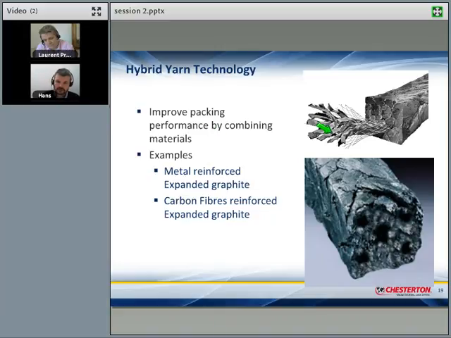So we have, for example, our style 1600, which is particularly used in valves, where we take an expanded graphite yarn and we put an Inconel, which is a metal reinforcement, around it to improve its extrusion properties and to improve its pressure resistance. It's like a net, finally, that you put the fibers inside, and the net prevents the fibers from disappearing.